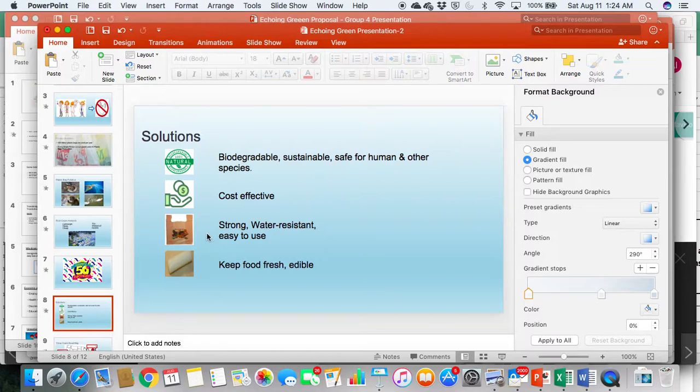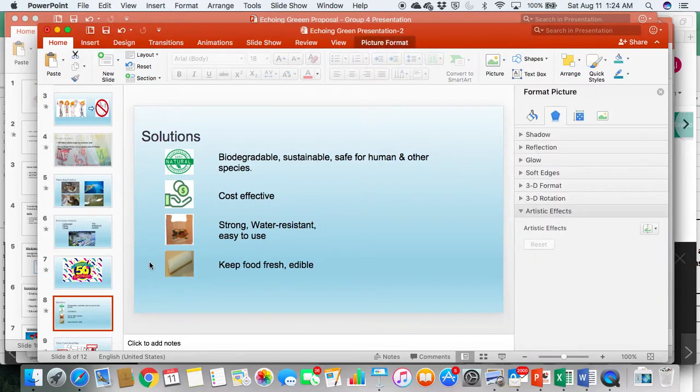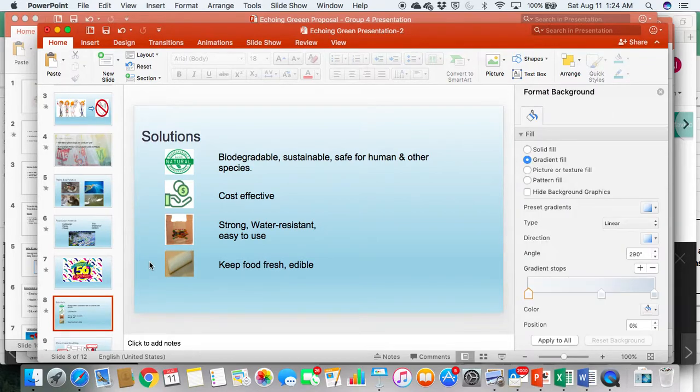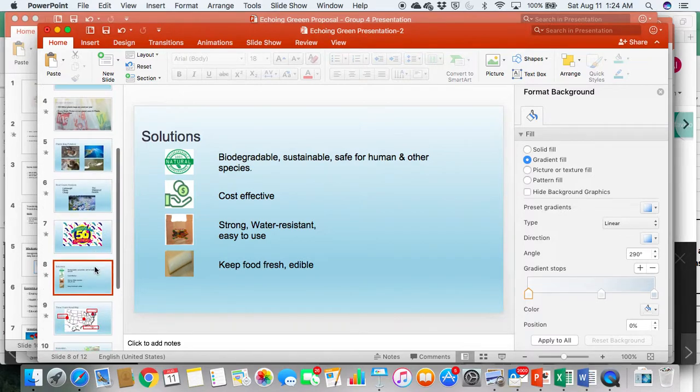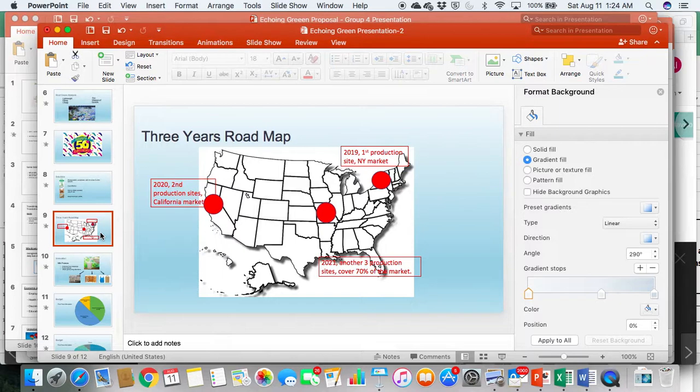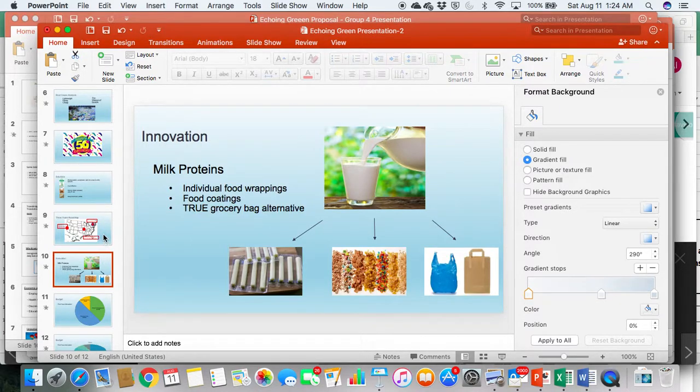So in other words, once again, you don't want to pick images that are just kind of superficial. And then keep food fresh and edible. I'm assuming this is like a roll of saran wrap of sorts, but I just think that you could pick a better picture. Okay, this I didn't really have anything to say here.